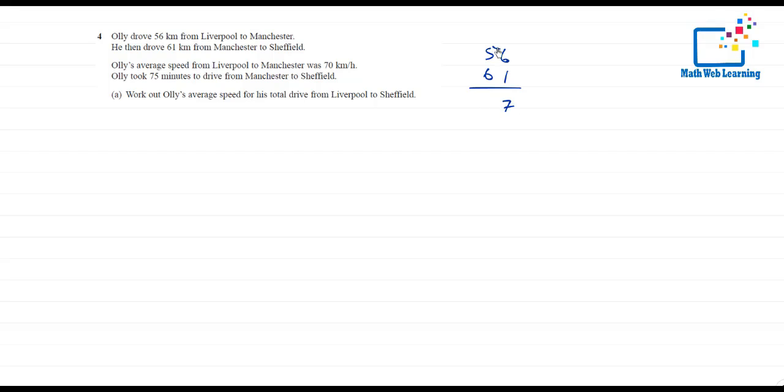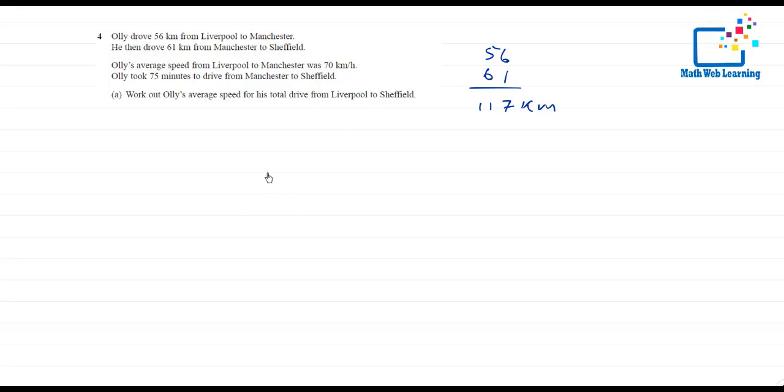That's 117 kilometers. All right. Now they go on and say, his average speed from Liverpool to Manchester was 70 kilometers per hour, and it took her 75 minutes to drive from Manchester to Sheffield. So basically I need to work out how long it took her to drive from Liverpool to Manchester in the first phase. You see, you got 2 phases.